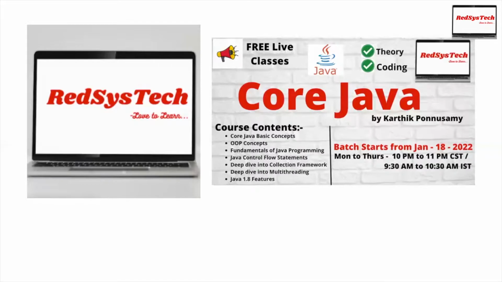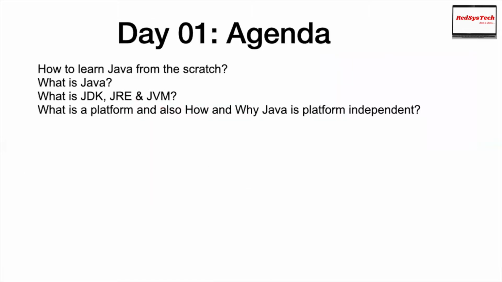So let me start with the first thing. Today this is the agenda for our class. We are going to start with how to learn Java from scratch, what Java is, what JDK, JRE and JVM are, what we mean by platform, and how Java is platform independent. This looks very simple, but in any interview, even experienced people may be asked the same question to check how well we understood the core language. So it is very important to start from there.